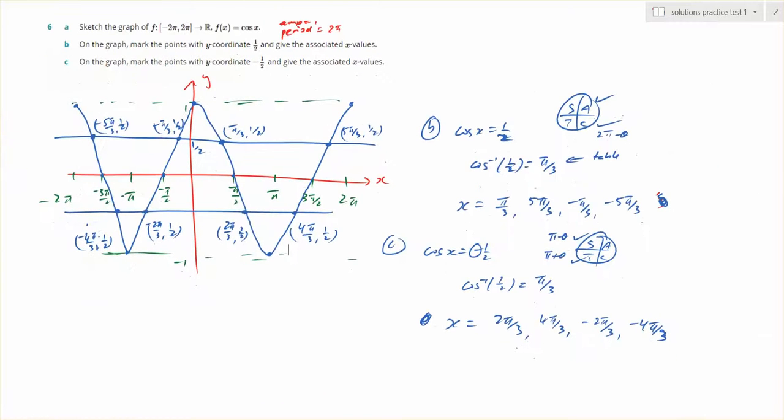And that is how you draw the graph with the corresponding values for when the cos graph equals a half and negative a half. Hope this helps.